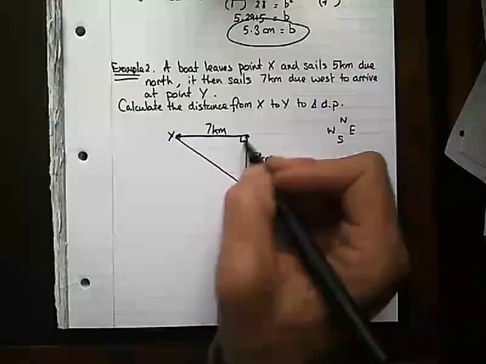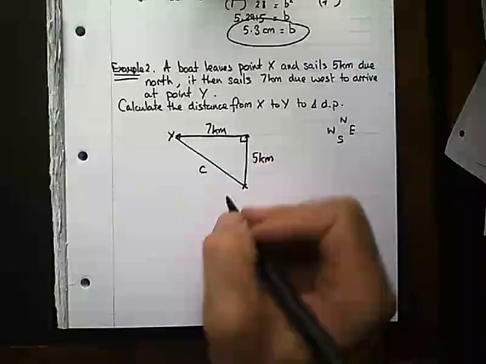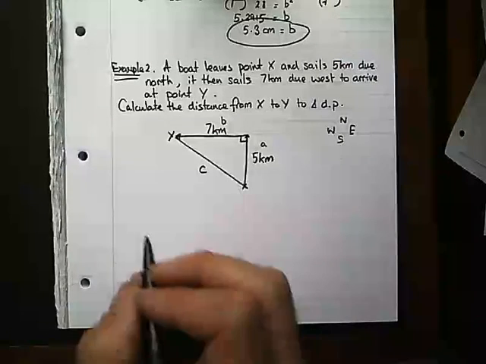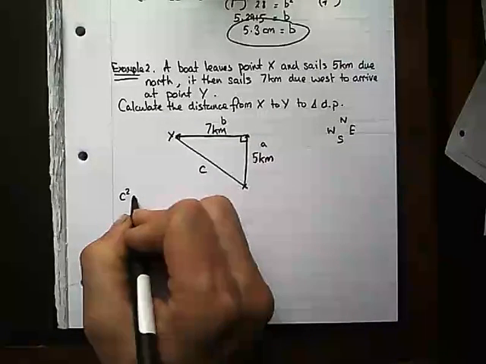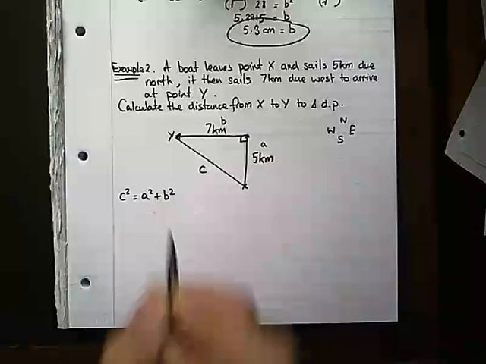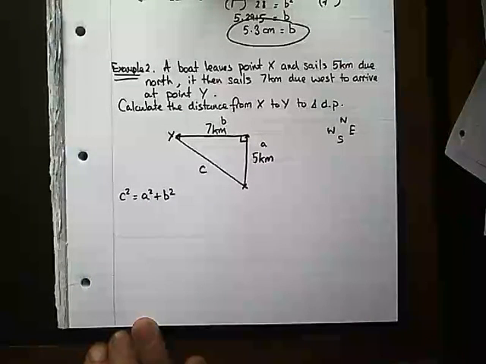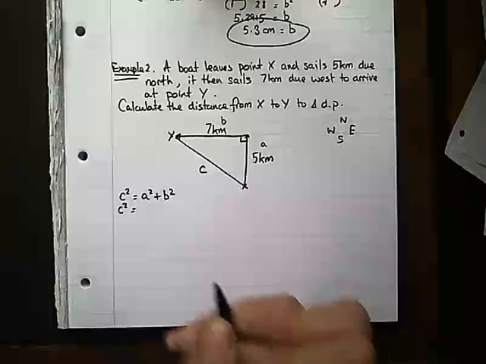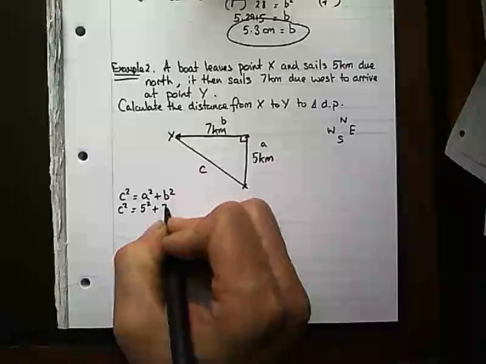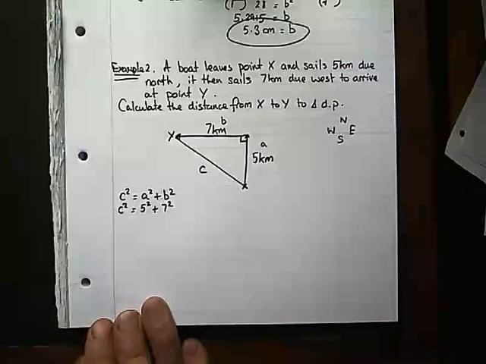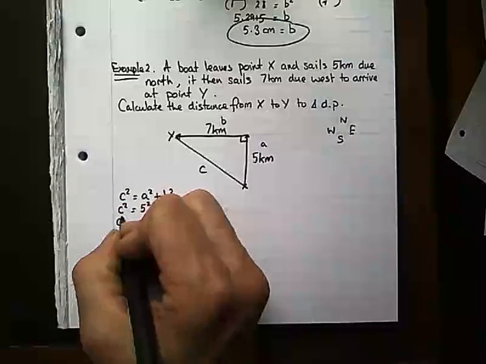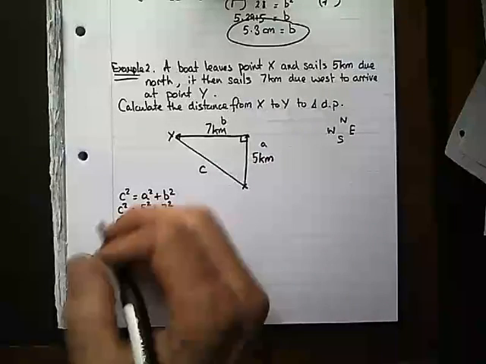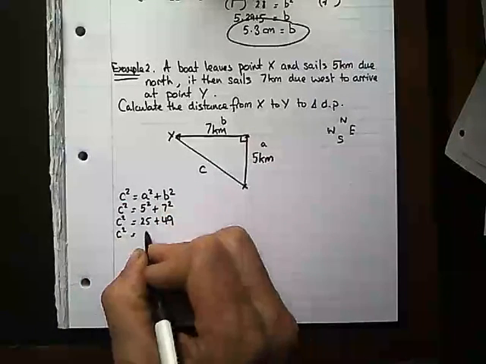And I can use Pythagoras on my right-angled triangle. Right, C is opposite the right angle, so this is C. And then A and B are the other two sides. So if I'm to write out Pythagoras, C squared equals A squared plus B squared. Then I substitute in the values I've got. I've got A and B. So C squared equals 5 squared plus 7 squared. Square those numbers. C squared equals 25 plus 49. And then add them together. C squared equals 74.